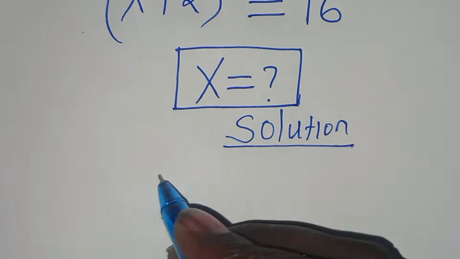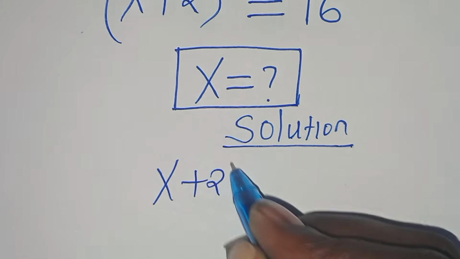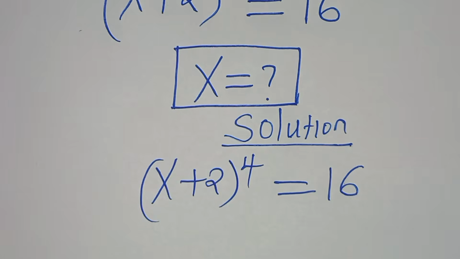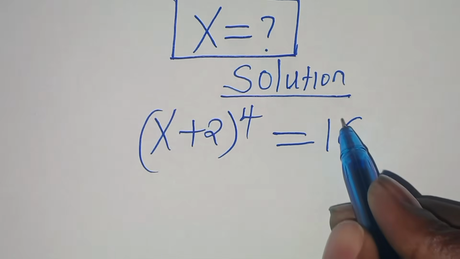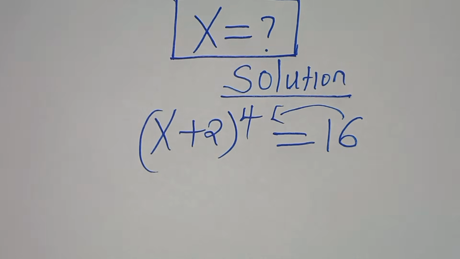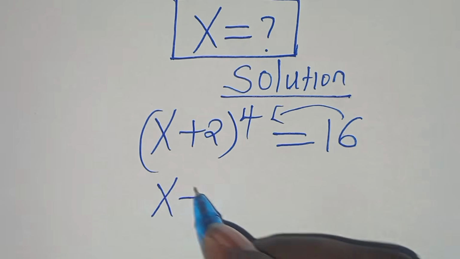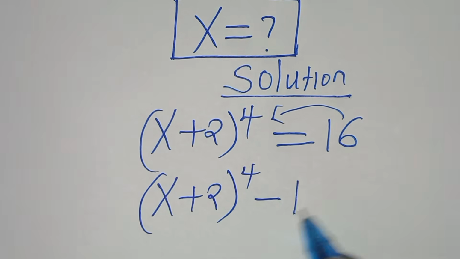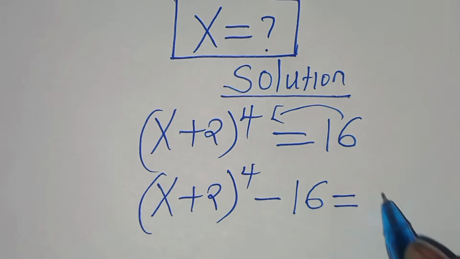So we have (x + 2)^4 = 16. So let's take 16 to the left hand side, so that now we have (x + 2)^4 - 16 = 0.